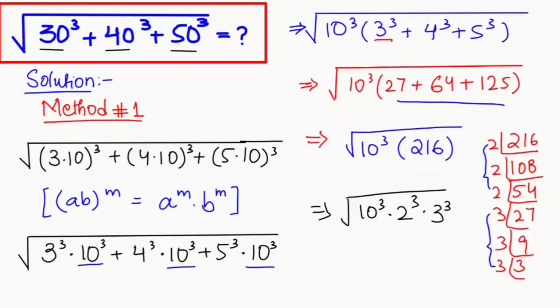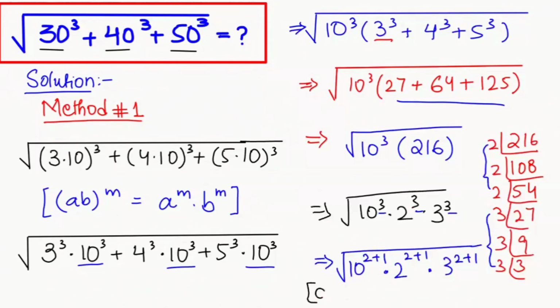In the next step, I will split this 3: 10 to the power of 2 plus 1, 2 to the power of 2 plus 1, and 3 to the power of 2 plus 1. Now, here I am going to apply the exponential rule, that is a to the power of m plus n can be written as a to the power of m times a to the power of n. So this equation turns to 10 to the power of 2 times 10, times 2 to the power of 2 times 2, times 3 to the power of 2 times 3.